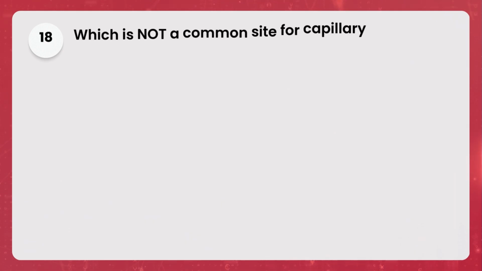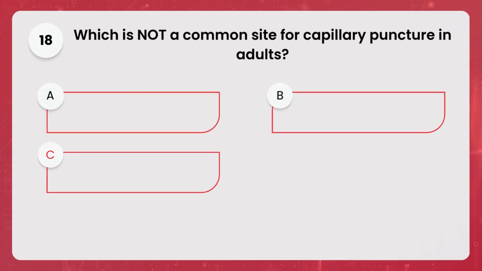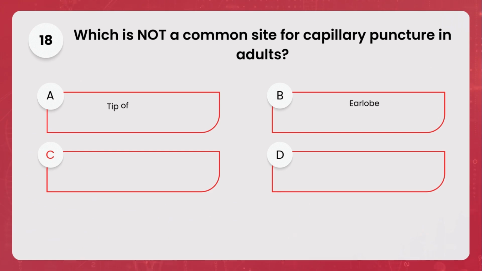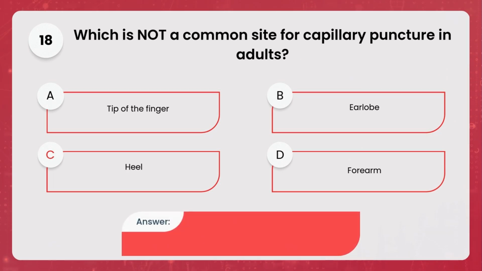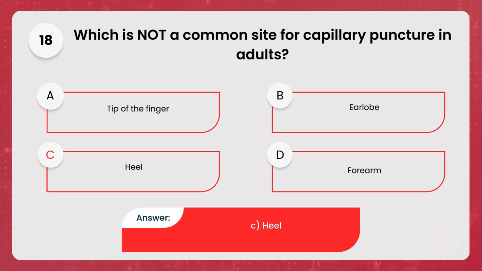Number 18. Which is not a common site for capillary puncture in adults? A, tip of the finger, B, earlobe, C, heel, D, forearm? The answer is C, heel.